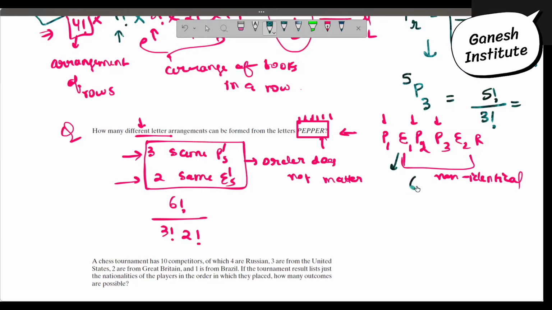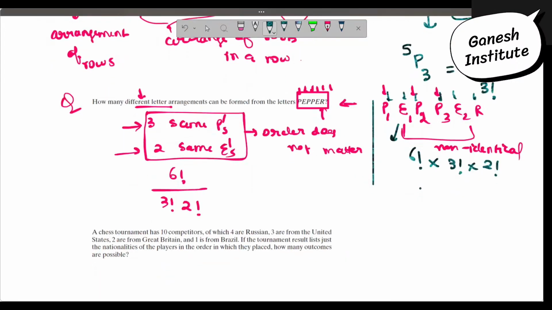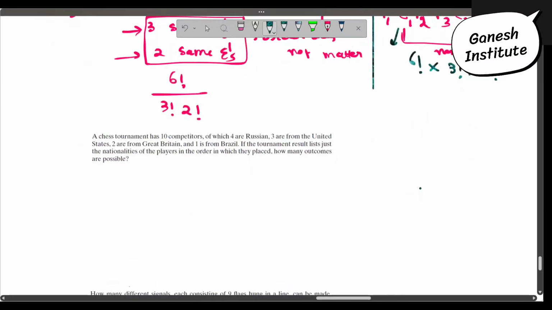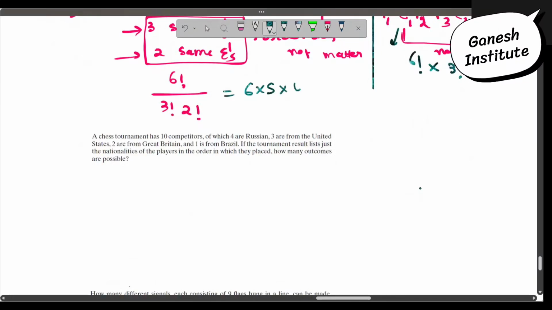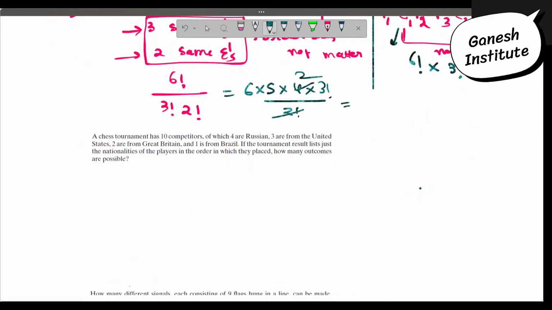we would be having what? 6 factorial for these 1, 2, 3, 4, 5, 6, and then 3 factorial for different P's and 2 factorial for different E's, right? Okay. So you can solve it: 6 into 5 into 4, 3 factorial into 3 factorial by 2. Oh, 3 factorial is gone, right? It's gone.